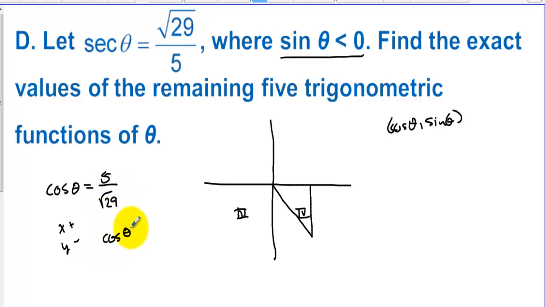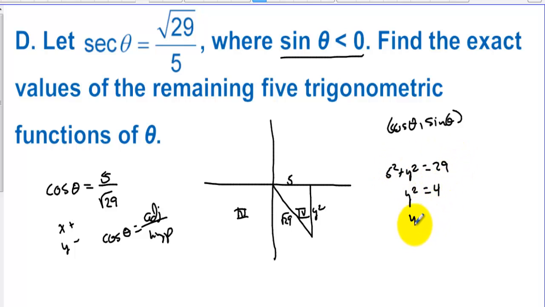And we know that the cosine is 5 over √29. Cosine is adjacent over hypotenuse. So we know that the adjacent side is 5, and the hypotenuse is √29. So we have to find this side right here, and then we can answer all of the trig values. So we have 5 squared plus y squared is equal to √29 squared, which is 29. So y squared is equal to 4, so y is equal to 2.